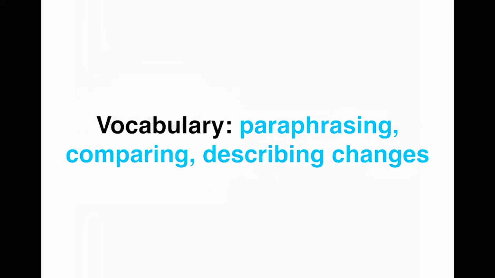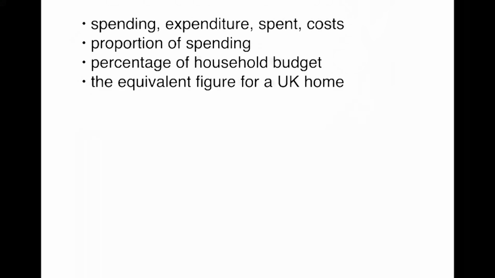Now finally, let's look at the vocabulary from this lesson. As usual, we're going to focus on paraphrasing, comparing, and language for describing changes that we've seen. Here's the good language that I think an examiner would notice. Spending came from the question, and I changed it to expenditure, spent, and costs. Proportion of spending. Percentage of household budget. The equivalent figure for a UK home. All of these different ways of talking about the spending.